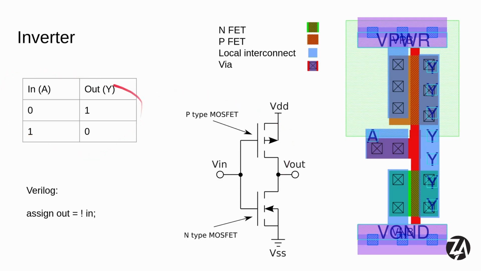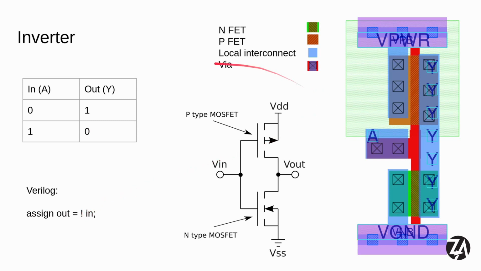So let's get started by looking at a simple example, in this case an inverter. An inverter is a way of just inverting an input signal. So if we get a 0 in, we get a 1 out. If we put a 1 in, we get a 0 out. In Verilog, we'd write something like this to use it: out equals not in, and this not is what is going to become the inverter.